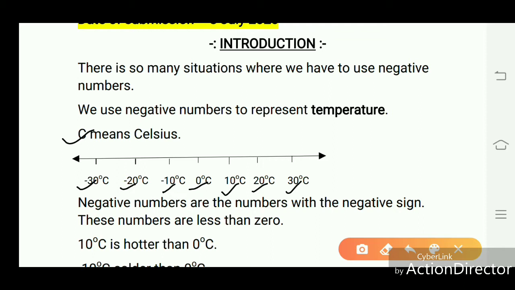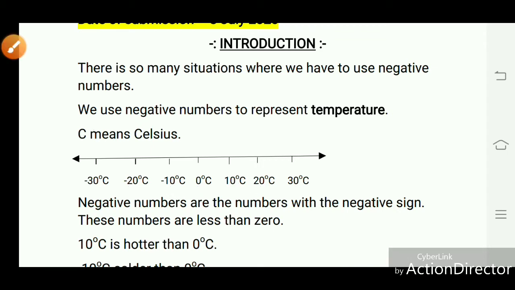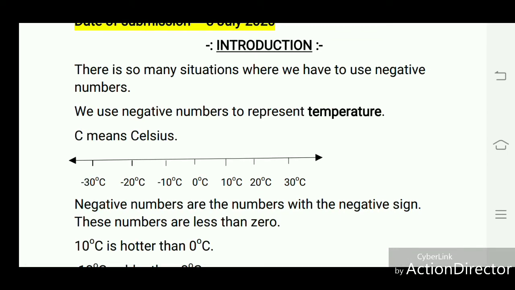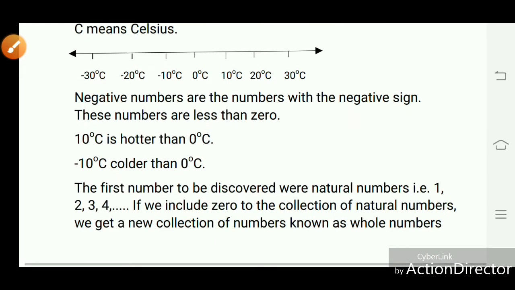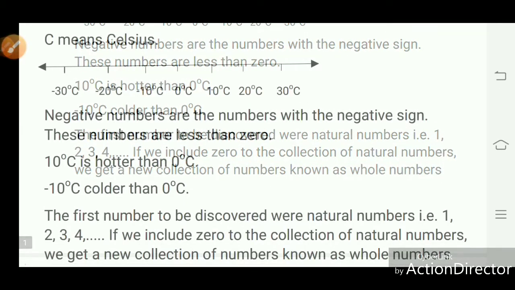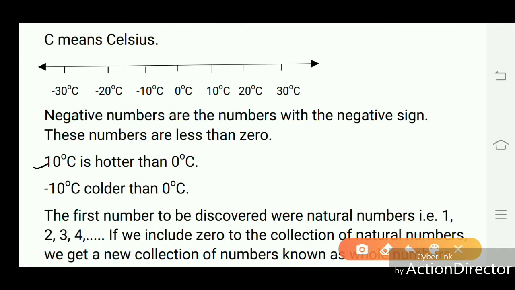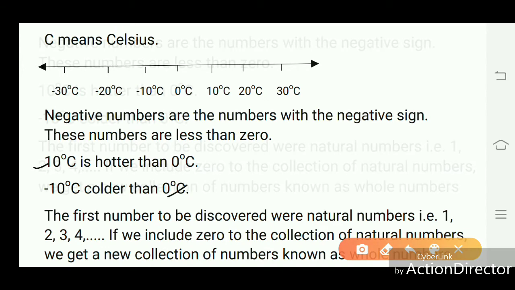So negative numbers are the numbers with the negative sign. These numbers are less than 0. So numbers on the left hand side of the 0 are negative numbers, and numbers on the right hand side of the 0 are positive numbers. 10°C is hotter than 0°C and minus 10°C is colder than 0°C.